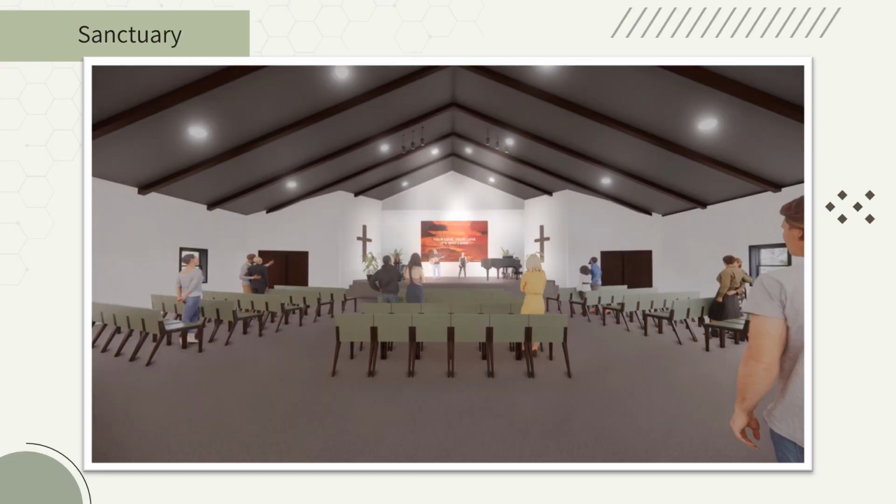This is what the sanctuary could look like. I darkened all the wood, stained it a darker color. I added dark wood beams on the ceiling, as well as painting the ceiling a darker color and giving them a darker carpet. This allows for the eye to be drawn to the back and to the front screen and directing all your attention to what is happening on stage.